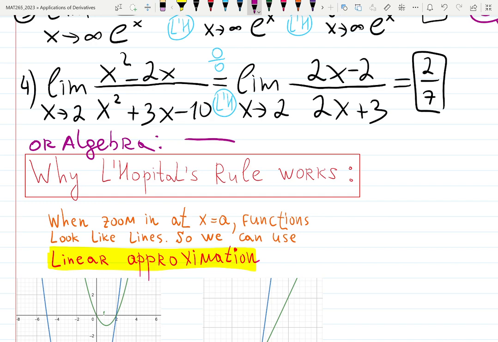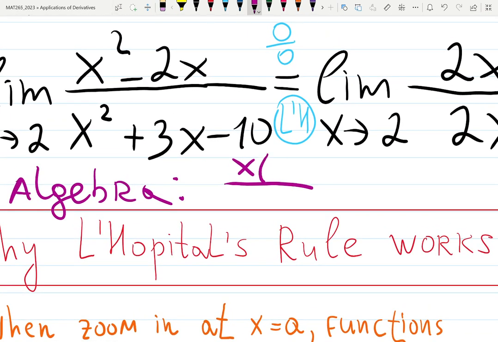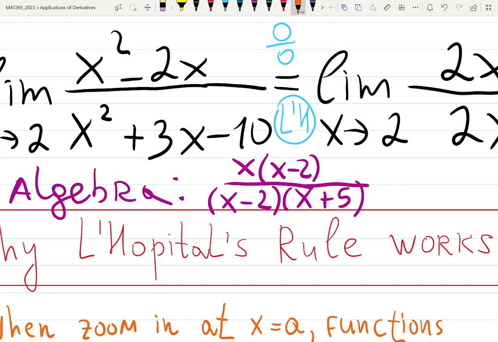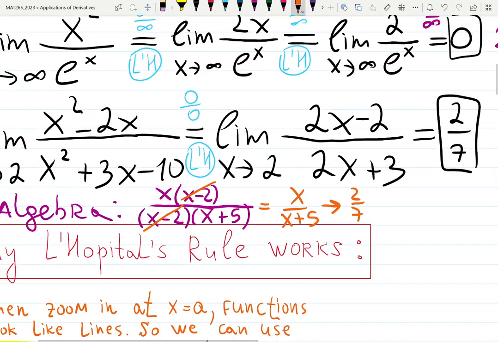It was a fraction, factor out x, let me zoom in. It's going to be x minus 2, and then you have x minus 2, x plus 5. That's what we did for the first exam, and that's why everyone did not like it. People who know L'Hopital rule, they know it's so much faster. Cancel out, you end up with x over x plus 5, and at 2, it goes to 2 over 7. See? So which one do you like more?